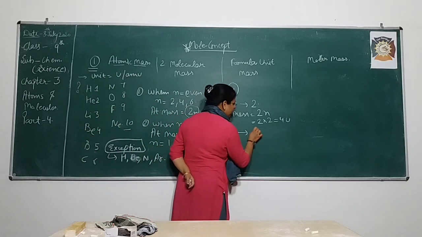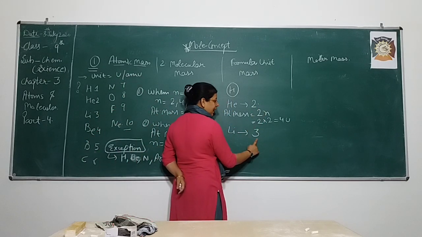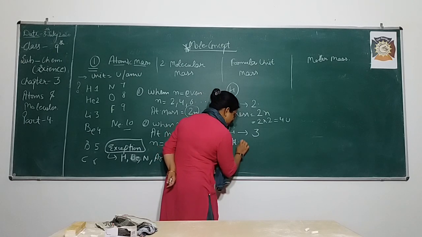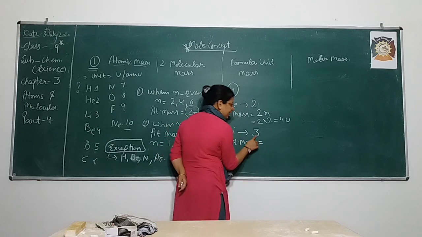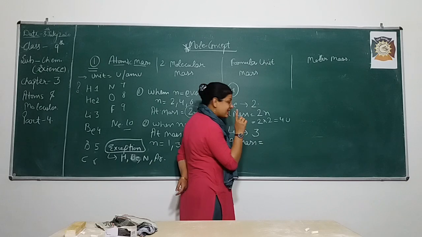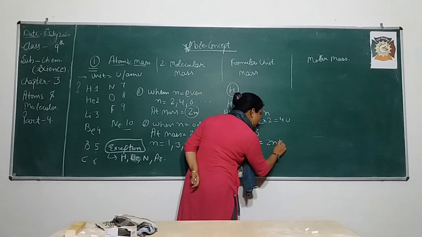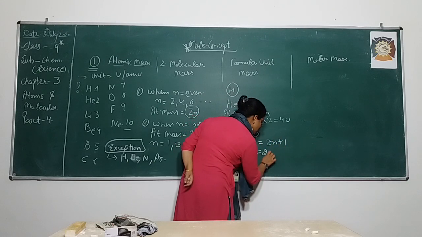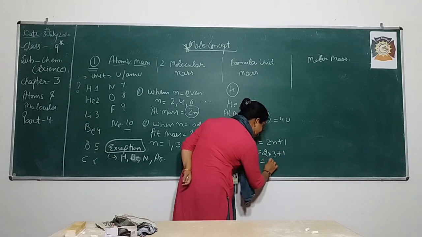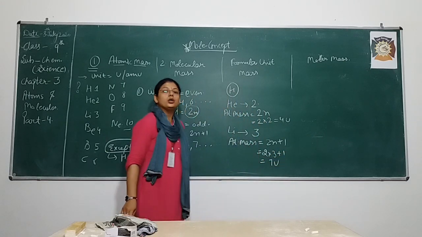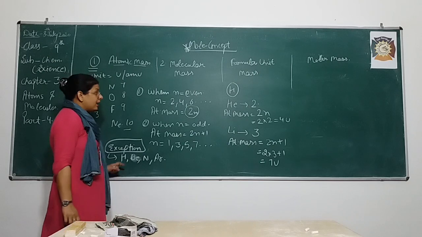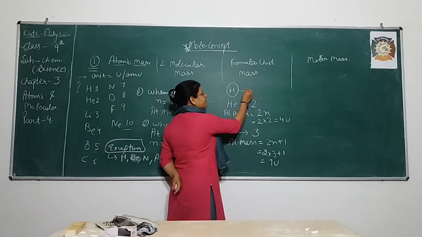Next is lithium. I am going to take an example of one even and one odd number species. So 3, even or odd beta? It's an odd number. So the formula is 2n plus 1. That means 2 into 3 plus 1, that is equal to 7 units. Very good. Now talking about these exceptions.